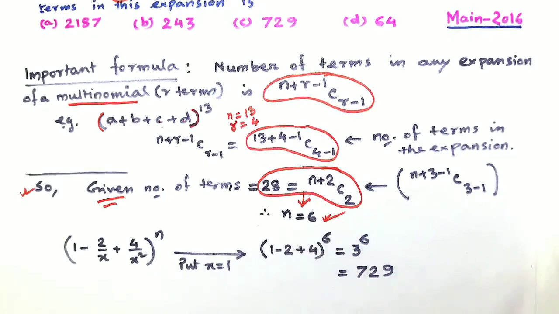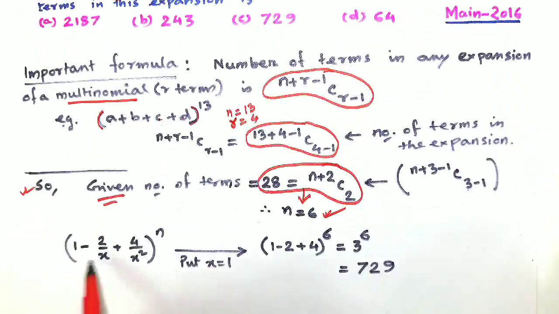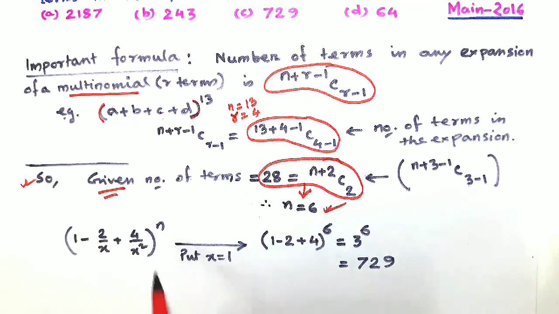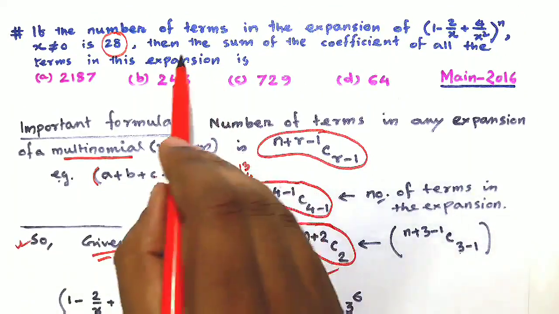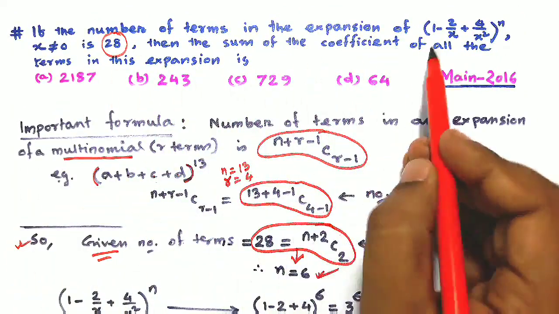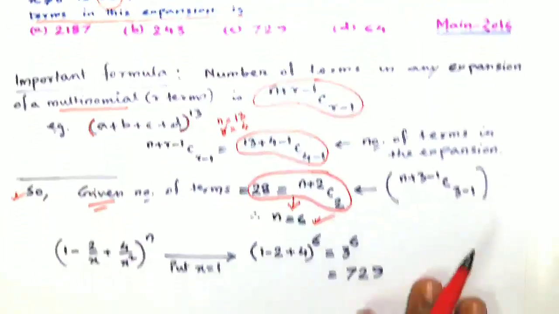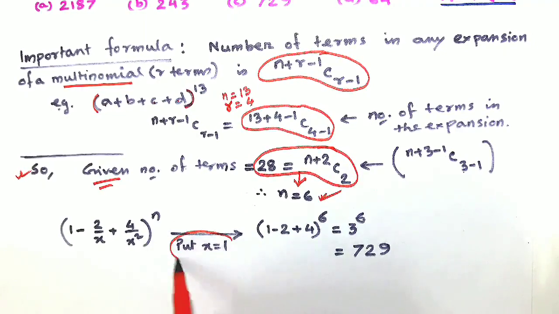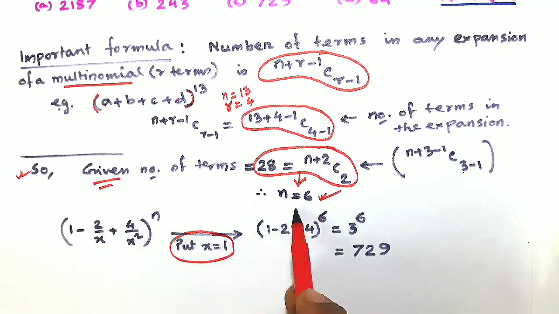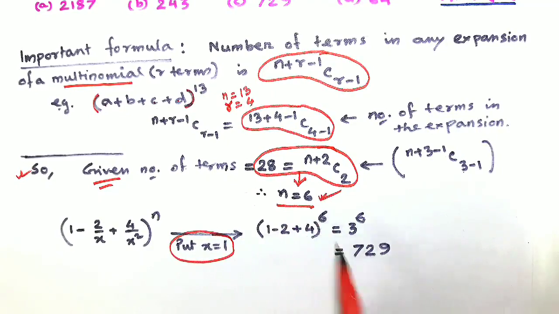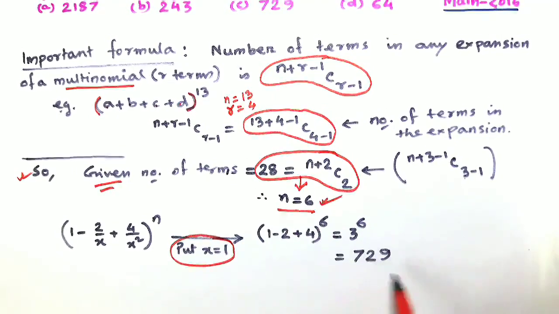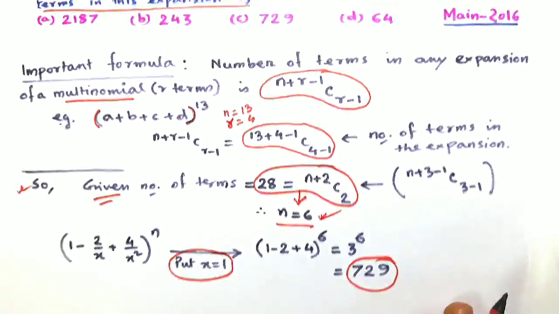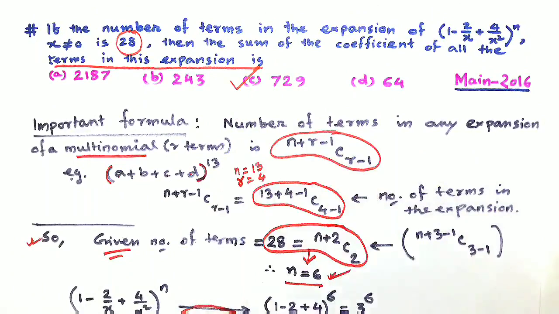So friends, our expansion is 1 minus 2 by x plus 4 by x square whole to the power n, and what is your question? The sum of the coefficients of all the terms in the expansion. If you want the total sum of the coefficients of all the terms in this expansion, you just put x equal to 1. So it will be 1 minus 2 by 1 plus 4 by 1 square whole power n equal to 6. So 1 minus 2 plus 4 whole to the power 6, that is 3 to the power 6, and 3 to the power 6 is equal to 729. Your option is C. So simple.